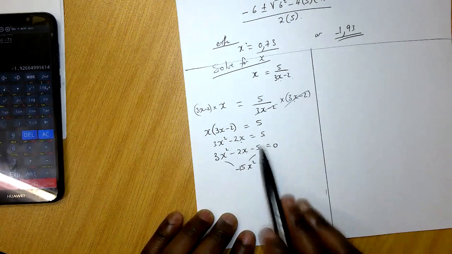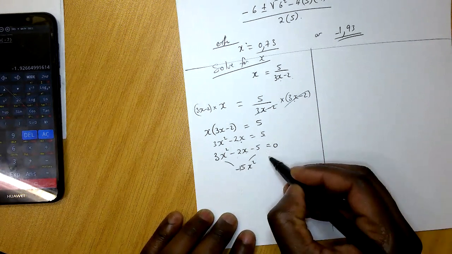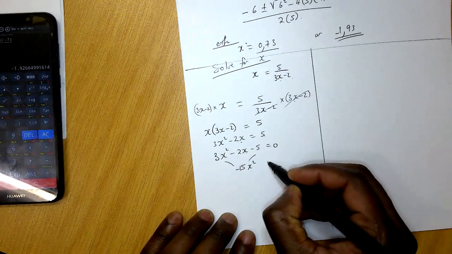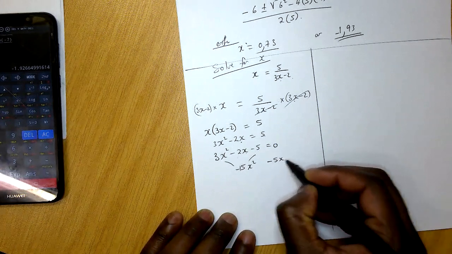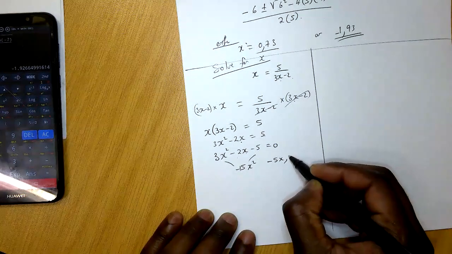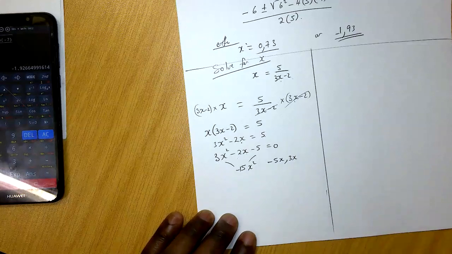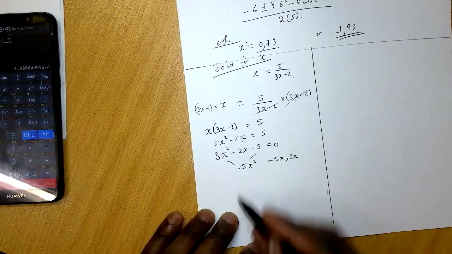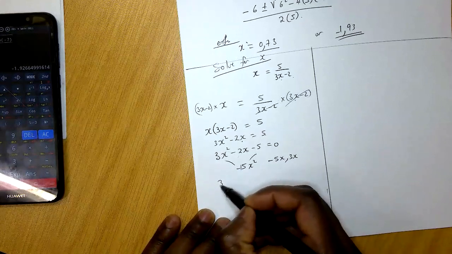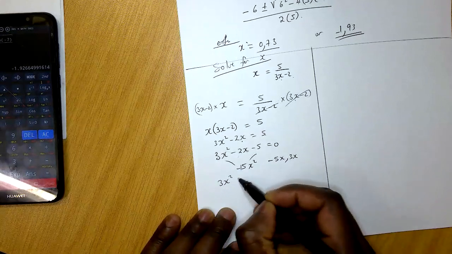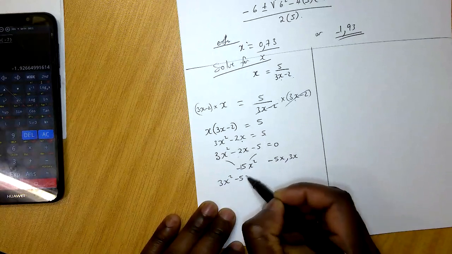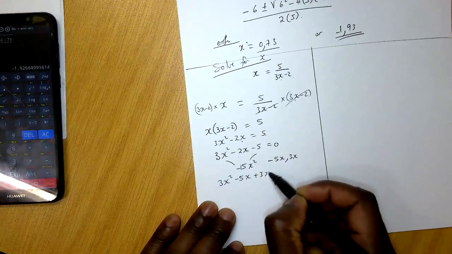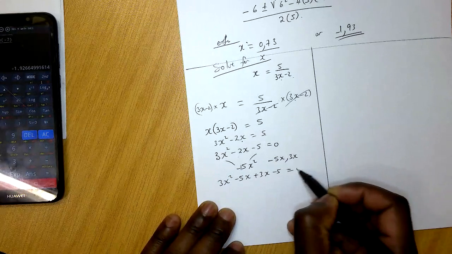Which one is going to be negative here? Negative 5x and 3x. That's what you must have here. These are the two factors that you can use. So it's going to be 3x squared minus 5x plus 3x minus 5 is equal to 0.